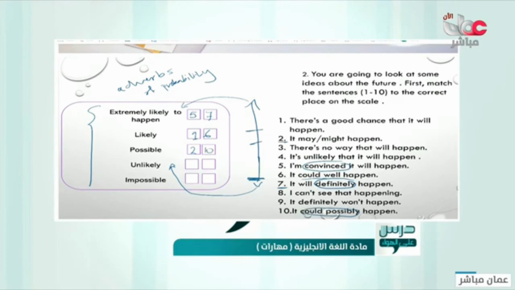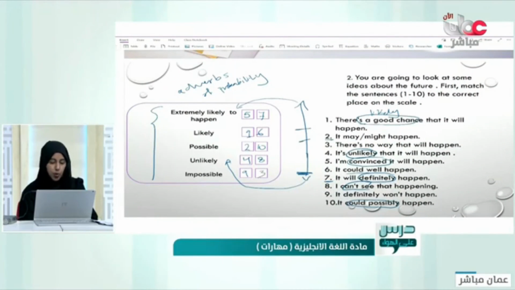Okay, so I think now it's clear, yeah? So possible again, number 2, it may or might, okay? There is a good chance, it means like likely, a good chance that will happen. Unlikely here, look at number 4, we have the word unlikely. As I said here, you can't see anything, you don't have any evidence that will happen, okay? So here we have unlikely, number 4, and number 8. Number 9, impossible, it definitely won't happen. And the last one, 3, no way it will happen.